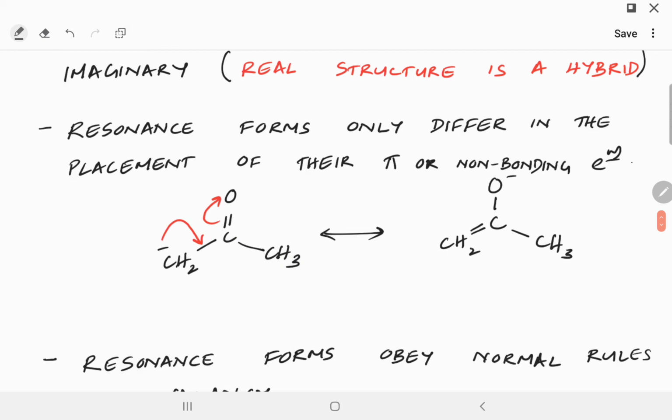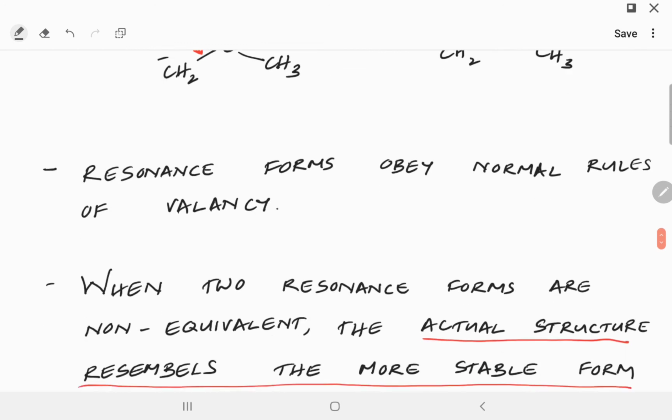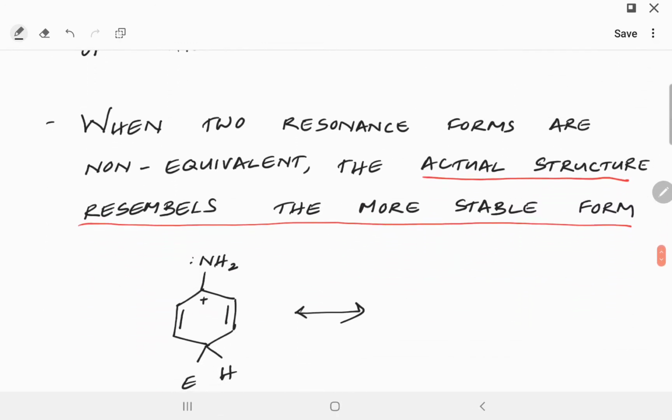Okay, so resonance forms only differ in the placement of their pi or non-bonding electrons. And of course, resonance structures obey normal rules of valency. Okay, always worry about the electron octet. Whenever you have an electron octet, those atoms are more stable than atoms that do not have an electron octet. And also, whenever you have two resonance structures that are non-equivalent, then the actual structure is closer to the more stable resonance structure.